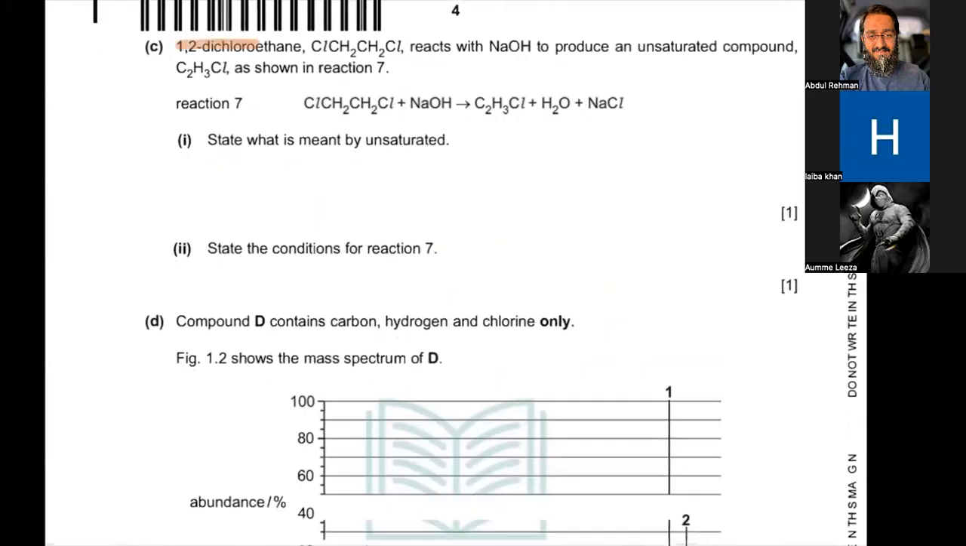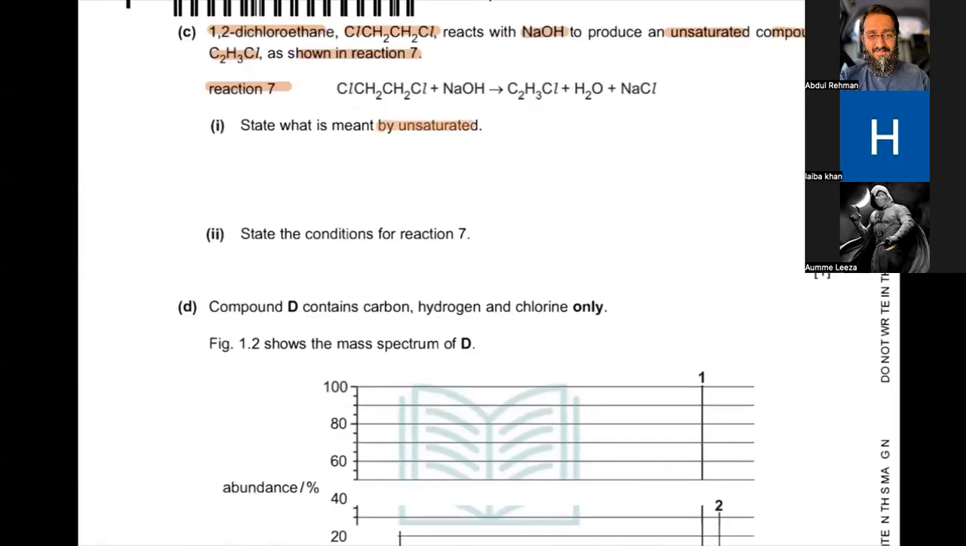Now, part C. 1,2-dichloroethane reacts with sodium hydroxide to produce an unsaturated compound, C2H3Cl, as shown in reaction 7. State what is meant by unsaturated. Unsaturated means it contains one or more carbon-carbon double bonds.